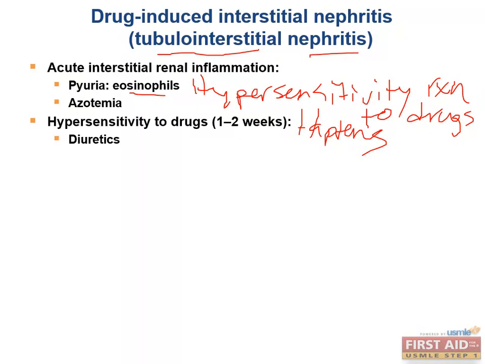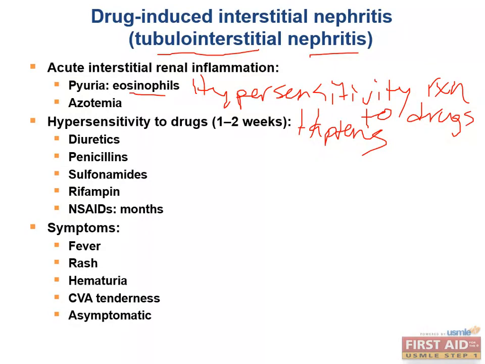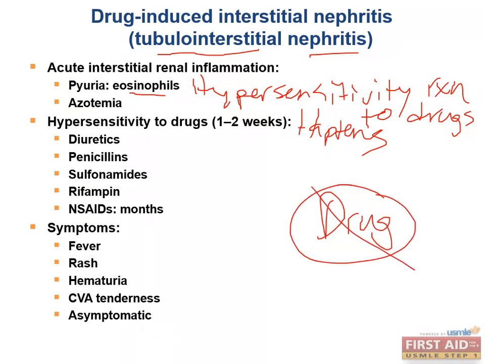Now, the drugs that can haptenate proteins and lead to this drug-induced interstitial nephritis include things like diuretics, penicillins, sulfonamides, and rifampin. NSAIDs can also cause a hypersensitivity reaction even months after taking them, so not necessarily just 1 to 2 weeks after taking them. Symptoms include fever, rash, hematuria, CVA tenderness, and sometimes the disease can even be asymptomatic. And it's a critical part of treatment to remove the drug. Stop the drug that's causing the tubulointerstitial nephritis. That's the first thing you have to do.